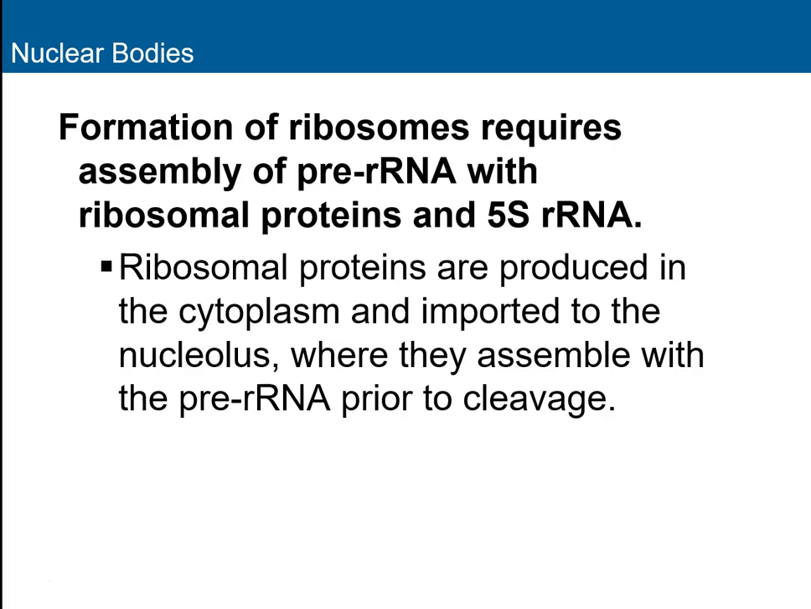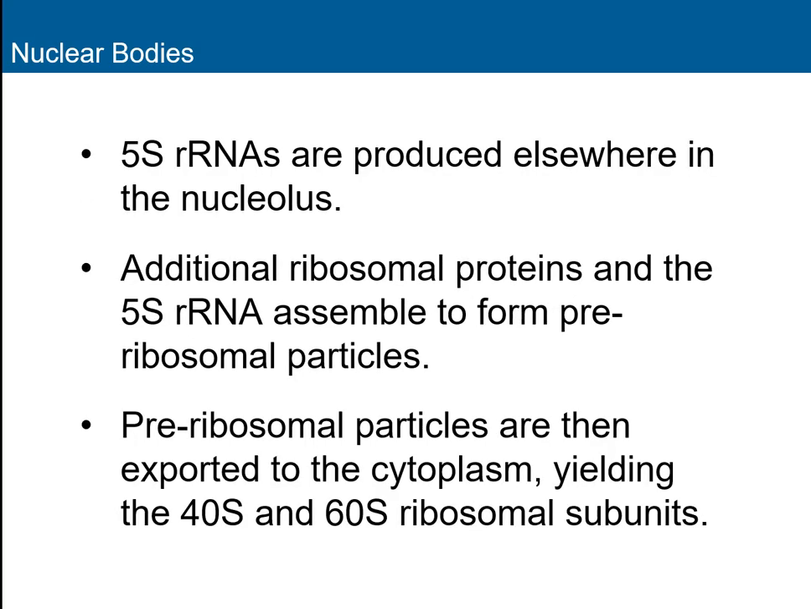Now a little bit more, right? Because we said in the nucleolus, it's transcription of the ribosomal rRNA, but it's also ribosome assembly that's happening there. So there's more to it. The pre-rRNA, the ribosomal proteins, and also that 5S rRNA all need to be assembled. Ribosomal proteins get produced in the cytoplasm and imported into the nucleolus, and then they'll assemble with that pre-ribosomal RNA. We already said this.